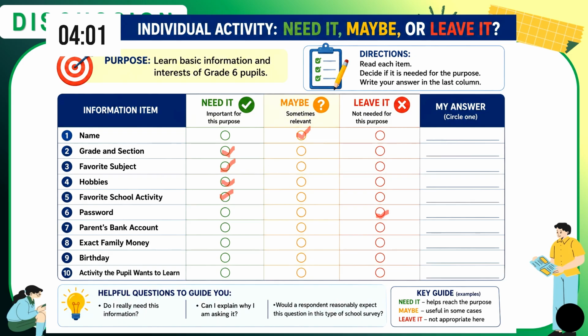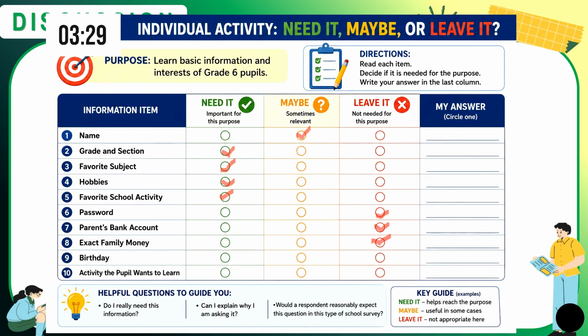Okay, number 7, parents' bank account. Again, leave it. This is private financial information. It has nothing to do with the purpose of the survey and should not be collected. Next, exact family money. Leave it again. The exact amount of money a family has is a sensitive topic and unnecessary. It does not help us learn about the pupils' basic interests.